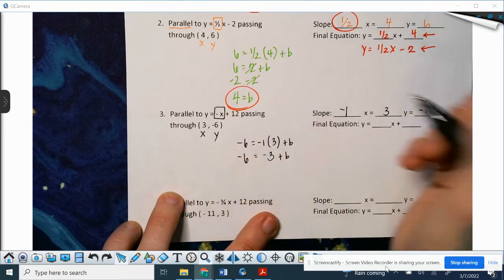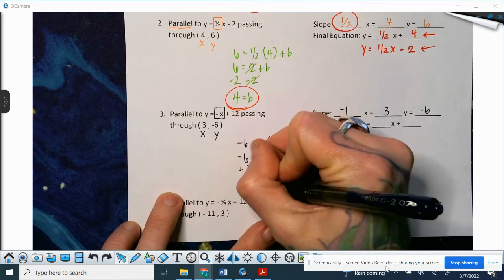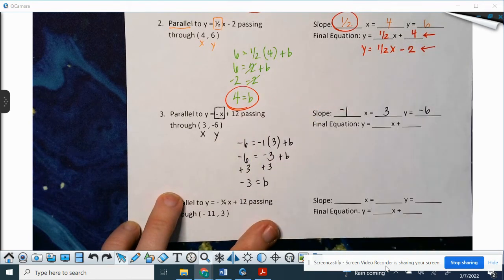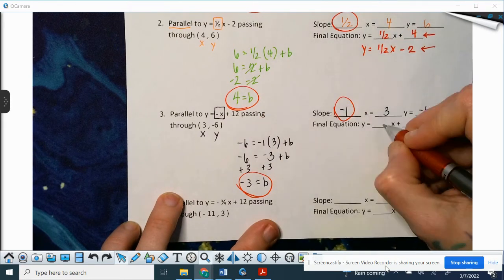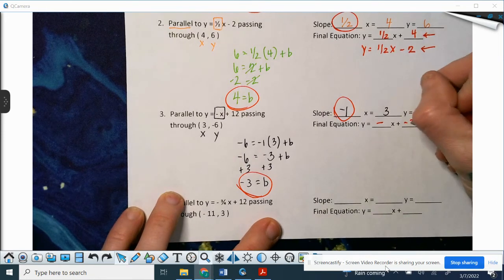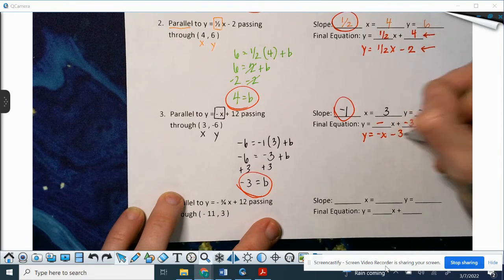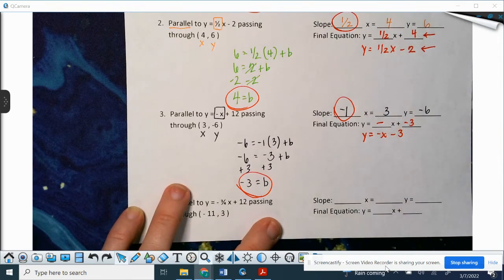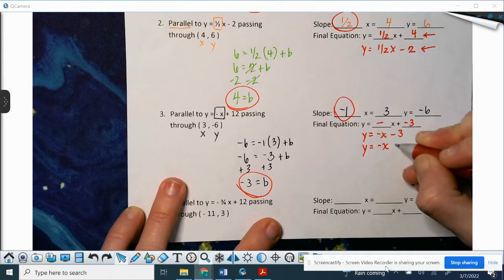We don't know what our b value is. We're going to add 3 to both sides because that's a negative 3. We get negative 3 equals b. So again, we have our slope and our b value. So it's going to be y equals negative x plus a negative 3. And again, as I've said before, that's going to be y equals negative x, probably just minus 3 more times than plus a negative. And that line is parallel to y equals negative x plus 12.